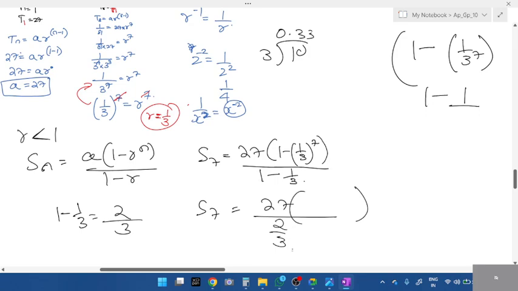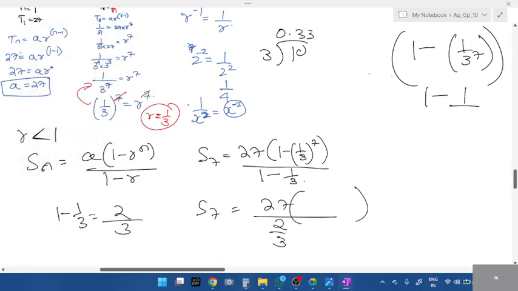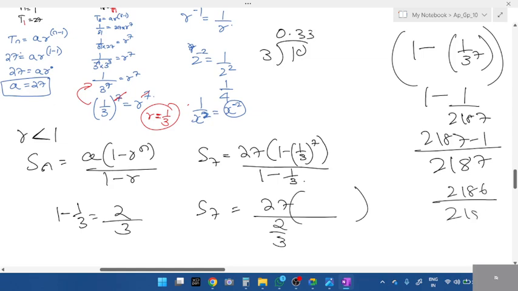Okay, look here. 27, 2 by 3 I've kept as it is. 1 minus 3 to the power of 7. I'll do the calculation part. 3 to the power of 7: 3, 1, 2, 3, 4, 6, 7. 2187. If you multiply, we get 2187. If you take LCM, 2187 minus 1, 2186 divided by 2187.